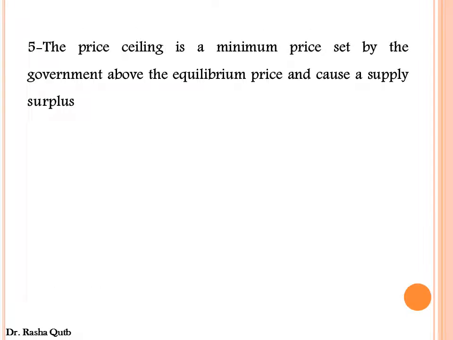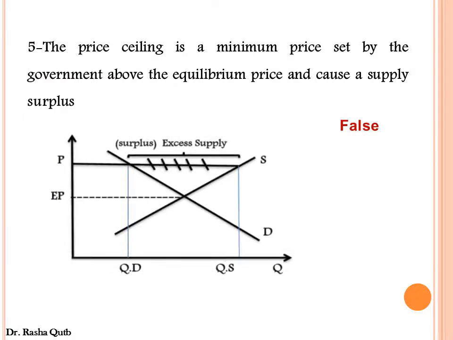Number 5, the price ceiling is a minimum price set by the government above the equilibrium price and causes a supply surplus. This sentence is false because the price ceiling is a maximum price set by the government below the equilibrium price and causes shortage in demand, while the price floor is a minimum price set by the government above the equilibrium price and causes surplus in supply.